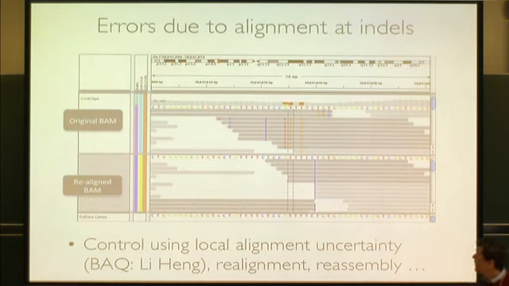Now another sort of error that one gets is if the variant is sufficiently distant from the original sequence, then of course the mapping programs don't map very well there, and so it's hard to find those variants. An example here is an alignment error. Here there's an indel.